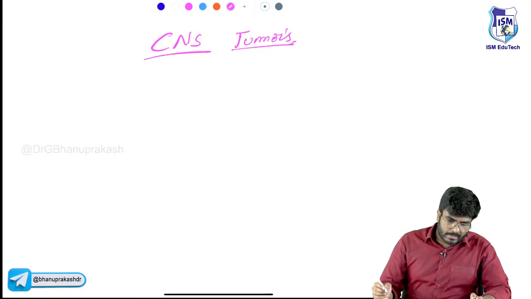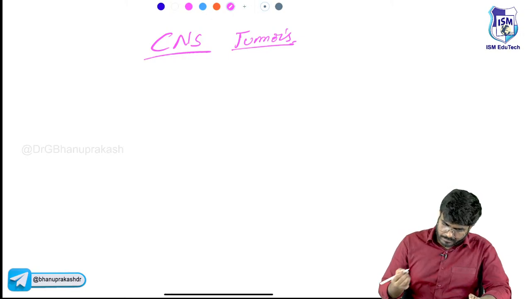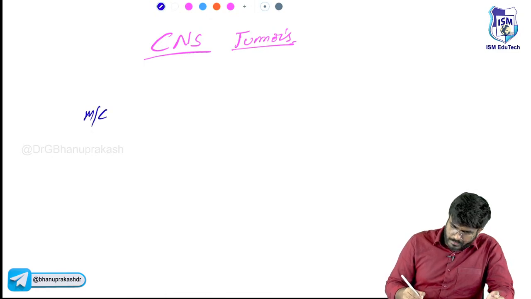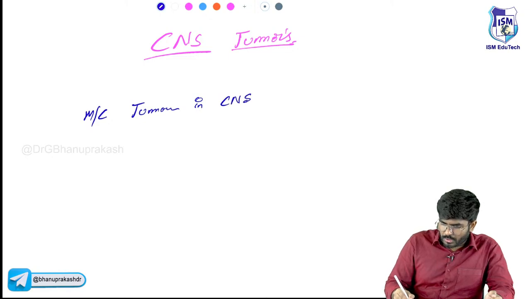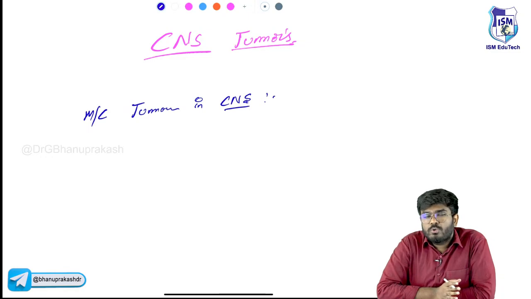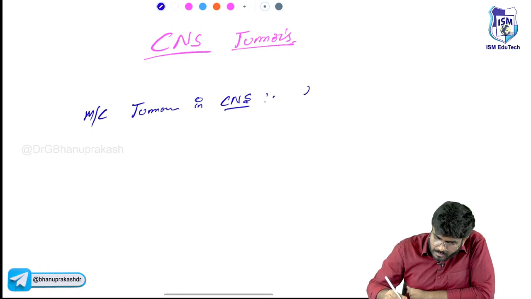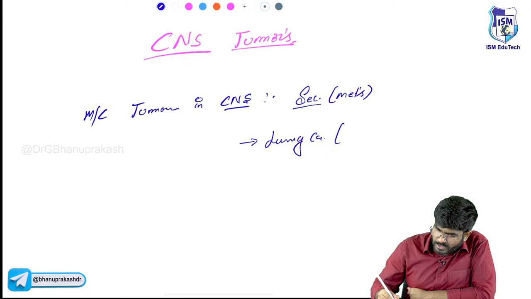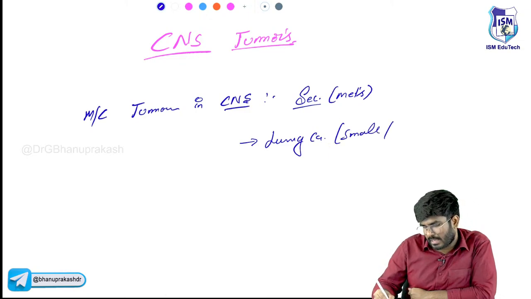Let me write here. The most common tumors in the central nervous system are not arising in the brain. Usually neurons won't cause any tumor or cancer. The most common tumors are always secondaries, that is metastasis, from the lung. Lung cancer, that is small cell carcinoma of the lung, small cell or oat cell.